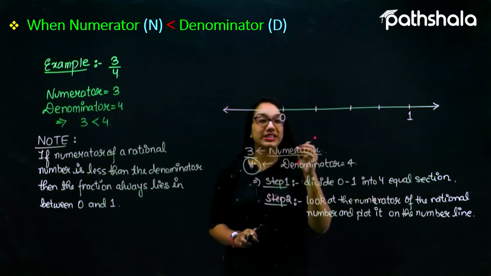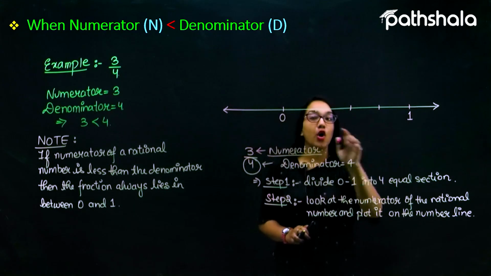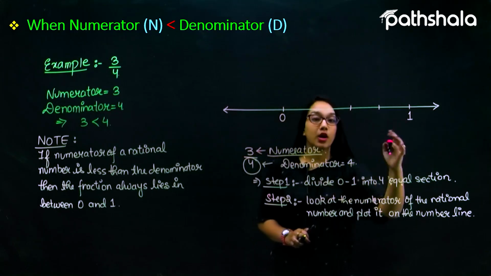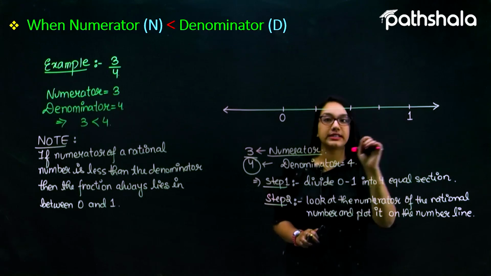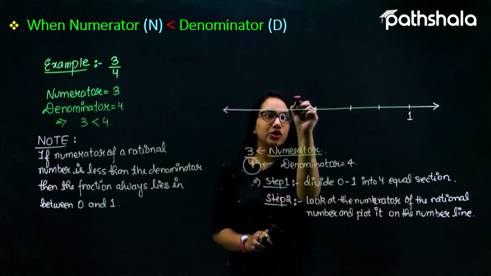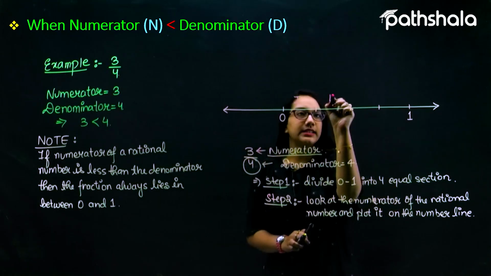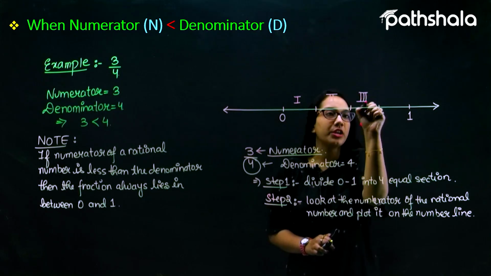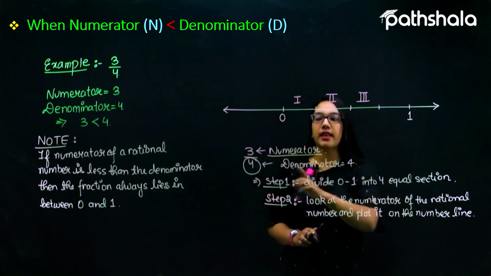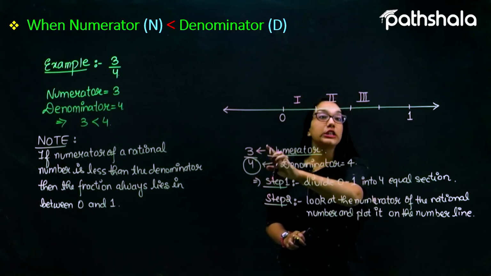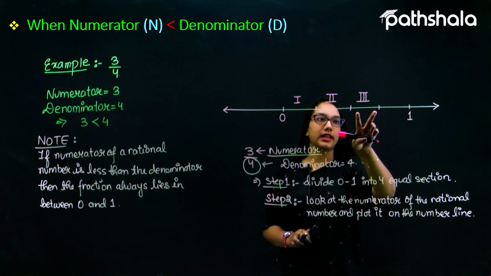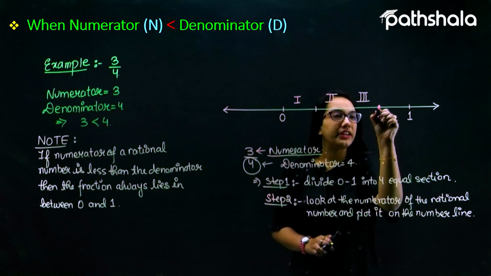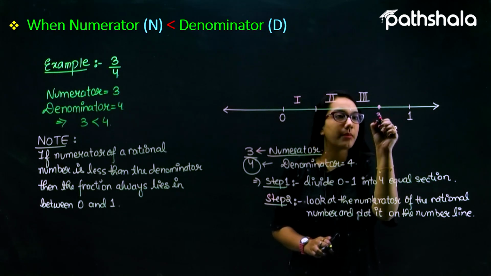Now we have to see the third section of the sections which we have divided from 0 to 1. Look out for the third section. So this is my first section, this is my second section, and this is my third section. As we know, the numerator of this fraction is 3, so we have to look for the third section. So this is my third section, and the point at the end of this section is nothing but 3 by 4.